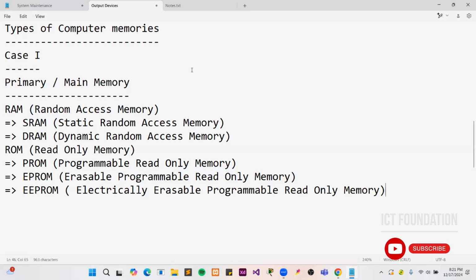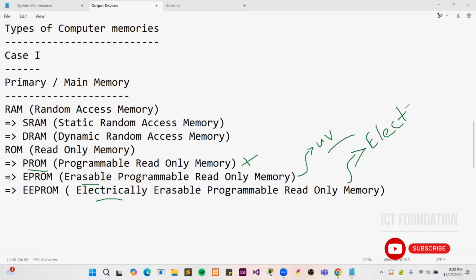There are some specialties in these types of read-only memory. In programmable ROM, we are not changing anything within these instructions. We can't change anything within the programmable ROM. But in erasable programmable ROM, we can change the instruction by using UV rays. UV means ultraviolet rays. We can change the instruction within the EPROM. But within the EEPROM, we can change the instructions or the coding electrically.